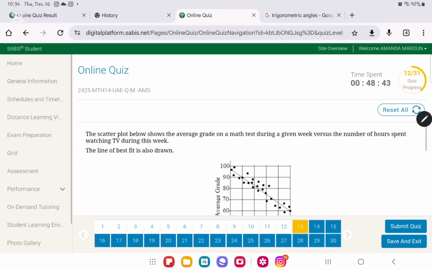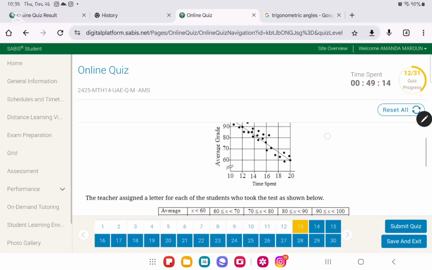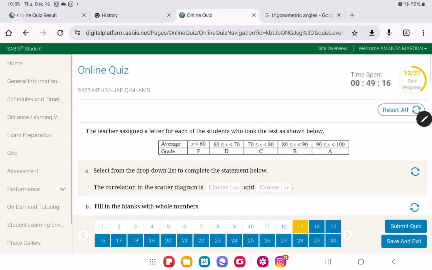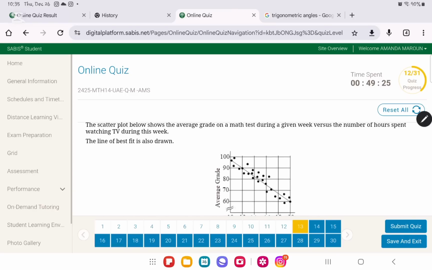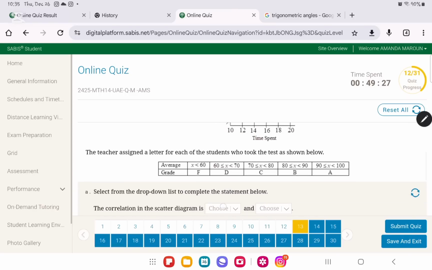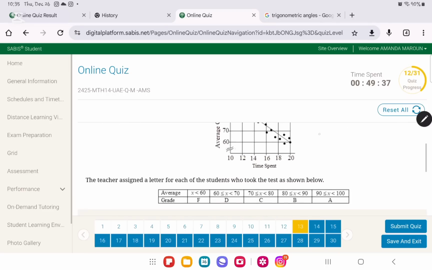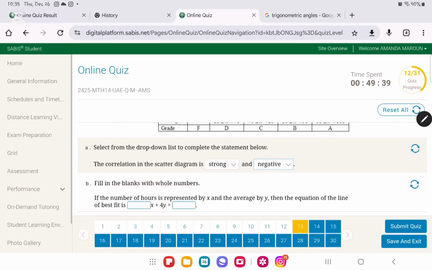The scatter plot below shows the average grade on a math test during a given week versus the number of hours spent watching TV during this week. The line of best fit is also drawn. The teacher assigned a letter for each of the students who took the test as shown below. The correlation in the scatter diagram is, looking at the scatter diagram, you can see that it is a strong negative correlation. That's too easy, there's not much to explain about it.